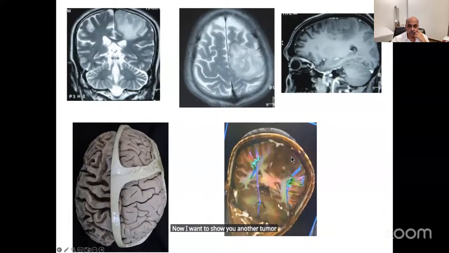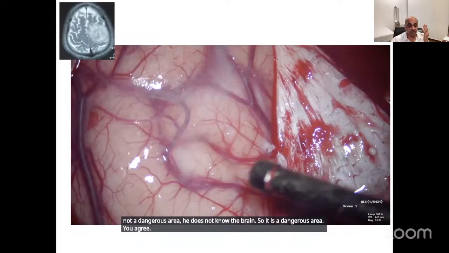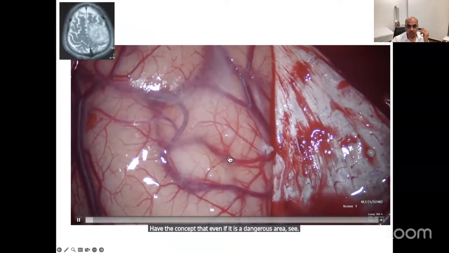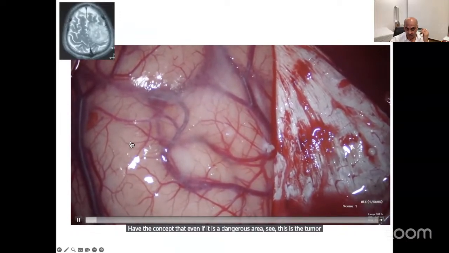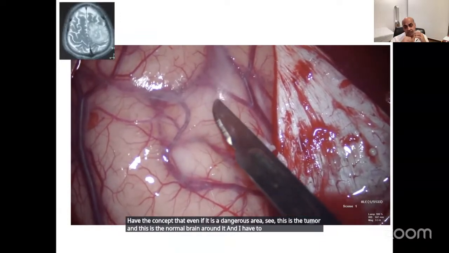Now I want to show you another tumor. Do you see this tumor right in the region of premotor area, precentral sulcus and motor area? Dangerous area. No glioma surgeon will ever say this is not a dangerous area. And if somebody says it is not a dangerous area, he does not know the brain. So it is a dangerous area. You agree. Now, if you have the concept that even if it is a dangerous area, see, this is the tumor and this is the normal brain around it. And I have to work in a very, very critical area.